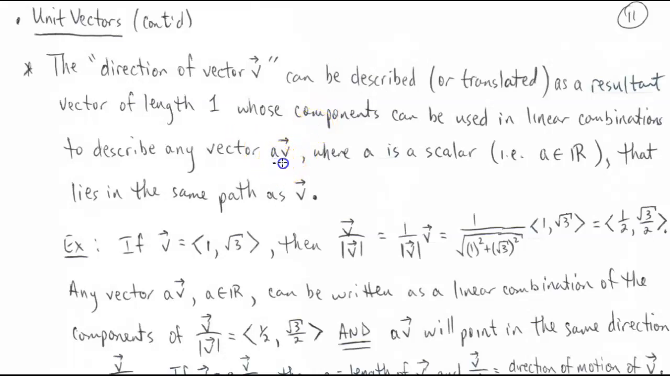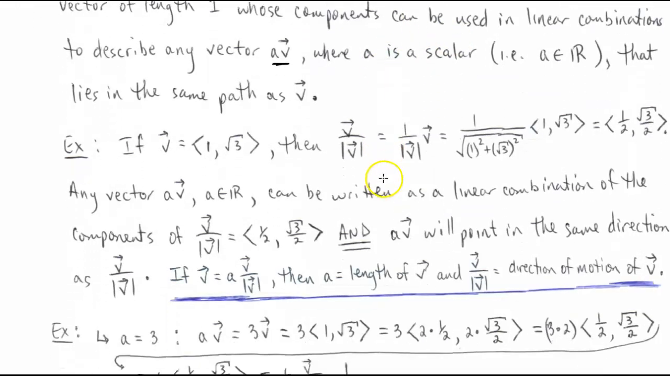with scalar a times that vector v, such that any vector that's going to be a constant multiple of this vector v is going to lie in the same path as vector v. In other words, they're going to have the same directional angle, and they're going to be laying on top of each other or shooting through one another. Okay, you can look at it that way.